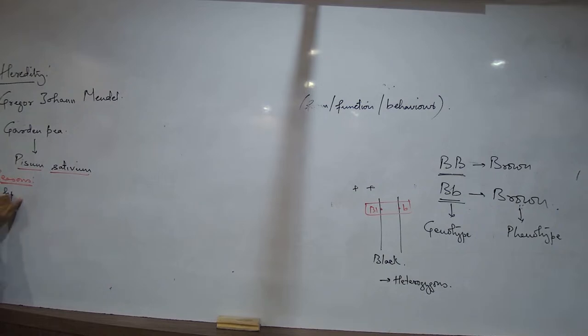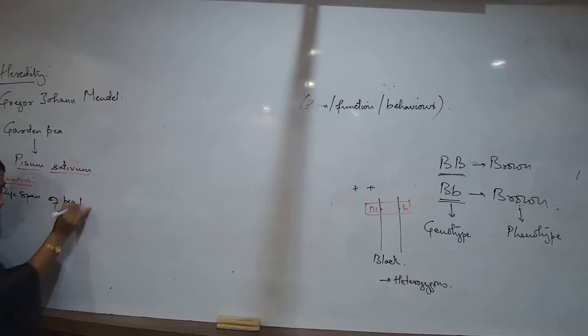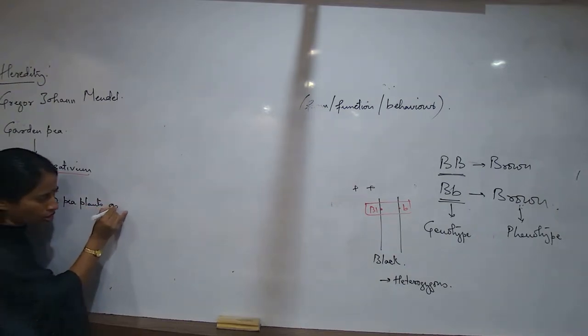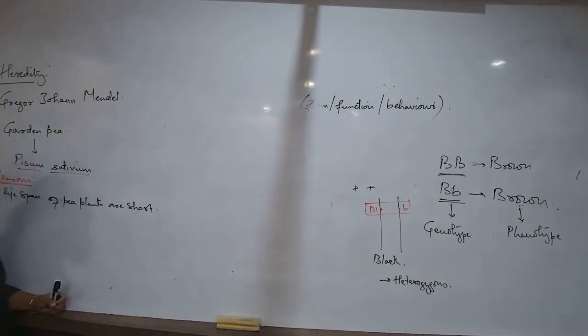Number one, the lifespan of the pea plants is short. What do you understand when I say lifespan is short? It means that when Mendel grows two plants, he gets to see the next generation of plants in a week or a couple of weeks. In a couple of months, he can see new generation plants every time. Then he can go for breeding and cross-pollination. This gives him a clear observation of different types of characters.